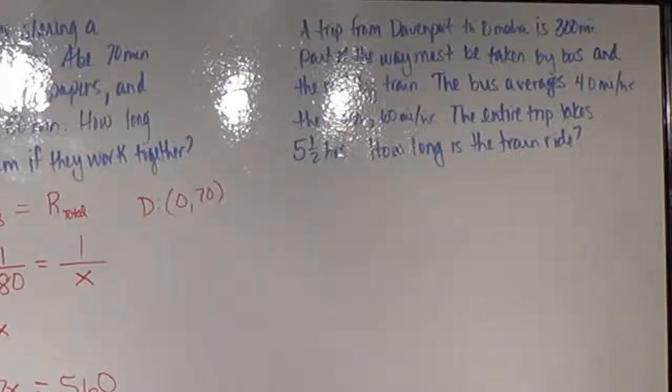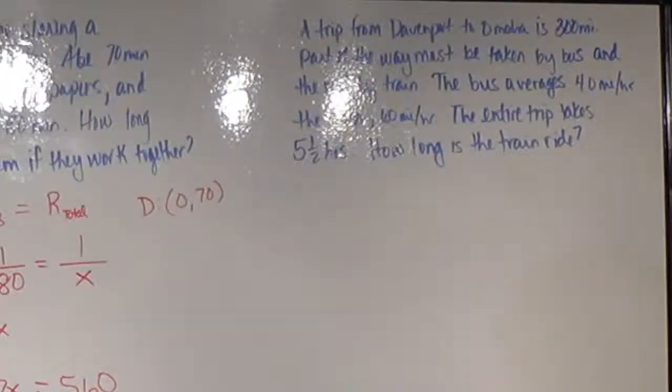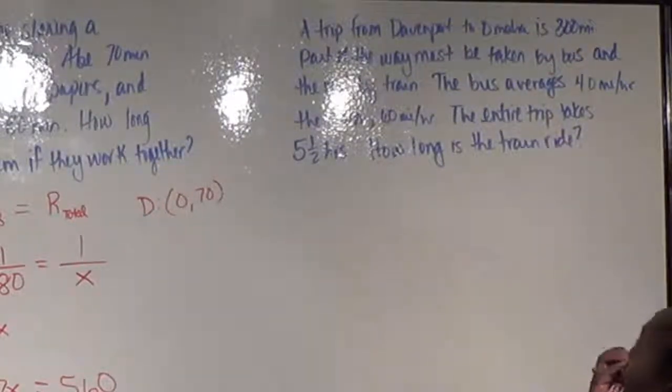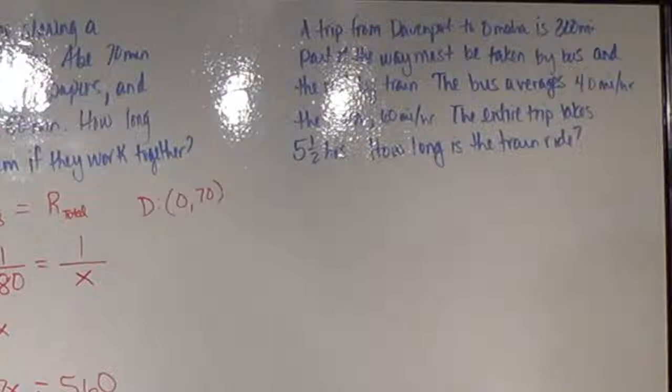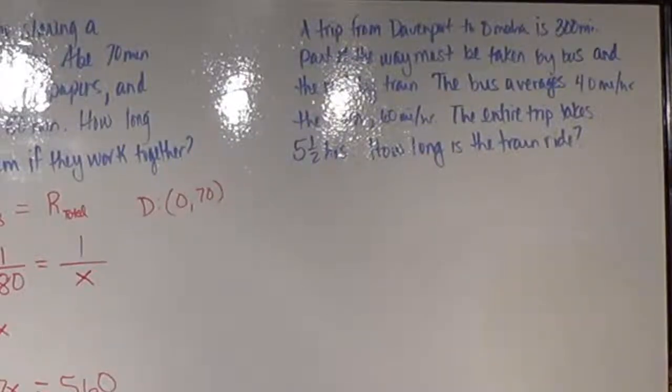Alright, and our last one we're going to look at is another type of mixture problem, or some people like to think of their mixture problems as distance, rate, and time problems. But either way, this is our last one. So a trip from Davenport to Omaha is 300 miles. Part of the way must be taken by bus and the rest of the way by train. The bus averages 40 miles per hour and the train 60 miles per hour. The entire trip takes 5.5 hours. We want to find out how long it takes the train.